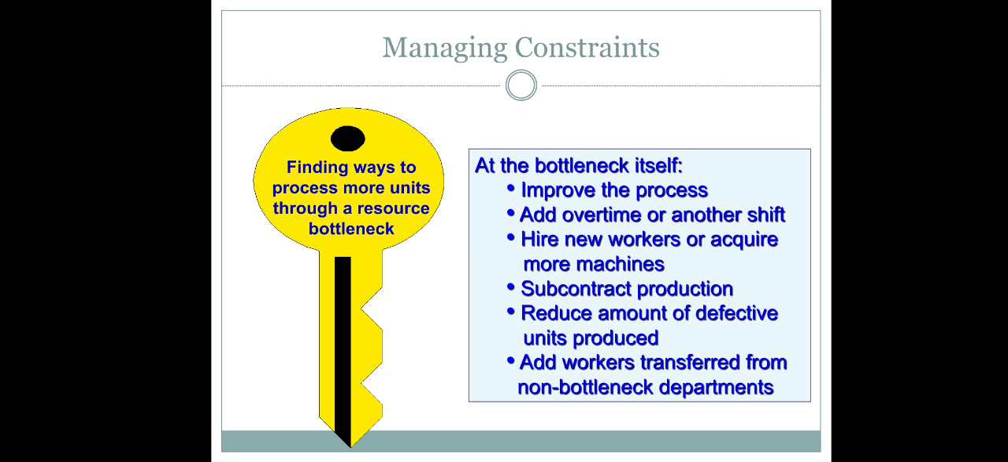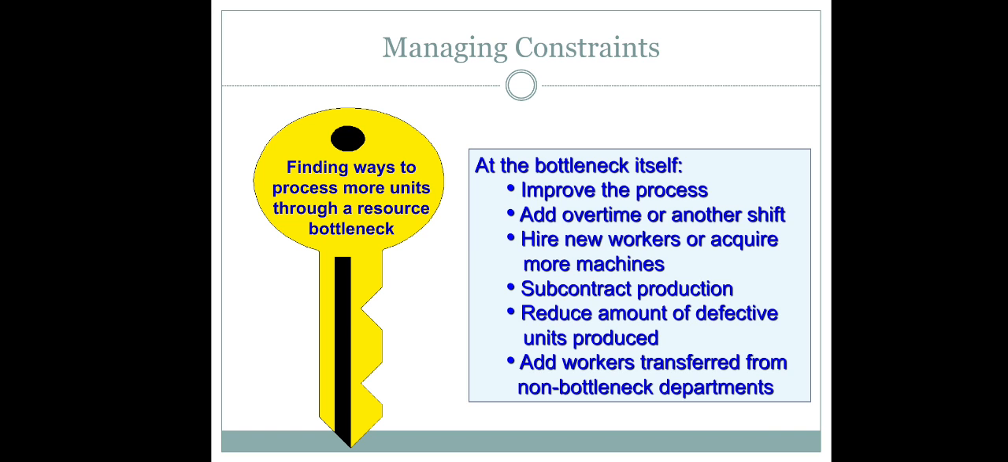Okay, and then this is the explanation about constrained resources. If you have a business, then your business has a constrained resource. There are several things that you can do. The first one is you can improve the process. Maybe after you improve the process, you can generate more product using the constrained resource. The second thing you can do is ask your workers to work overtime.